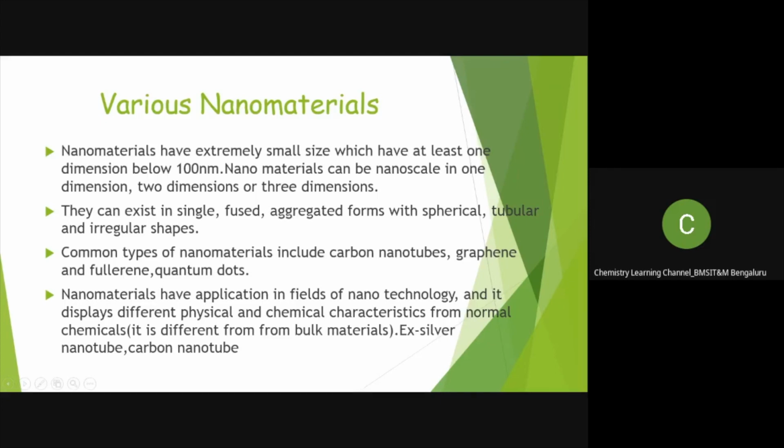The different forms the nanomaterials can exhibit are fused aggregated forms with spherical, tubular, irregular shapes. The common types of nanomaterials include carbon nanotubes, graphene, and fullerene. Nanomaterials have various applications in the field of nanotechnology, and they display different physical and chemical properties from those of normal chemicals. That is, they're different from bulk materials. Example, silver nanotube and carbon nanotube.